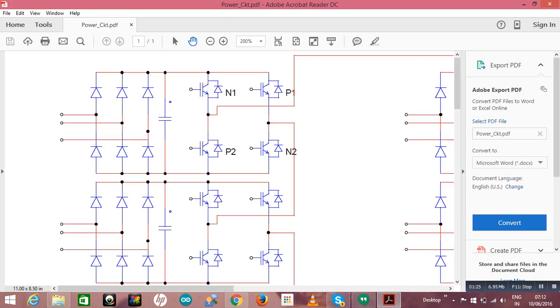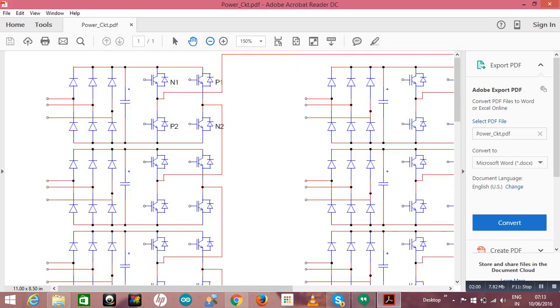So here you see it's a simple diode rectifier which converts the AC to DC. Then this is the filter to reduce the ripple, and after that this is the simple H bridge. In the positive half, the P1 and P2 switches will be triggered, and for the negative half, the N1 and N2 switches will be triggered. So this is the basic one cell.